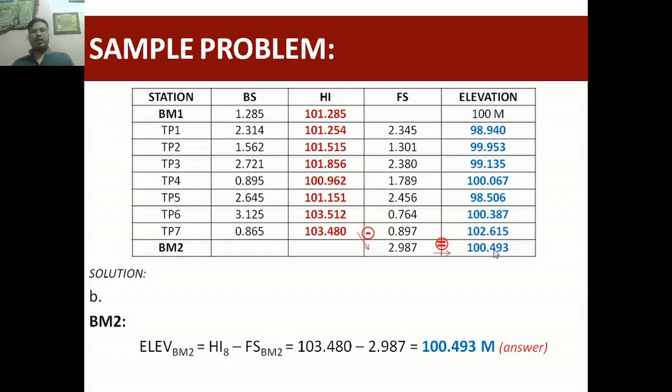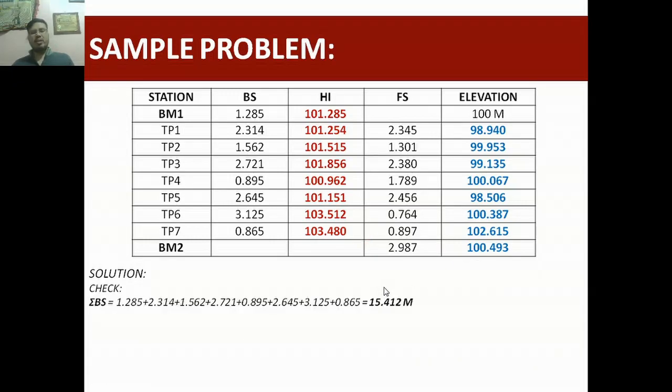Now, if you are not really sure with your answers here, you can check. The good thing with this topic is maka-check ka sa imong answer. Okay? So, ang saan pag-check? All you have to do is sum up all the backside. Wala man na siya positive, negative. So, dali ra. Arithmetic sum ra. 1.285 plus 2.34 plus 1.562 until here.